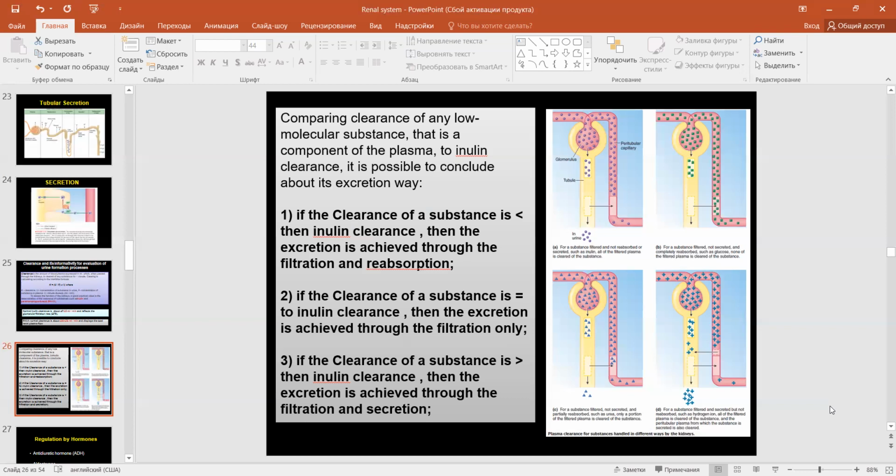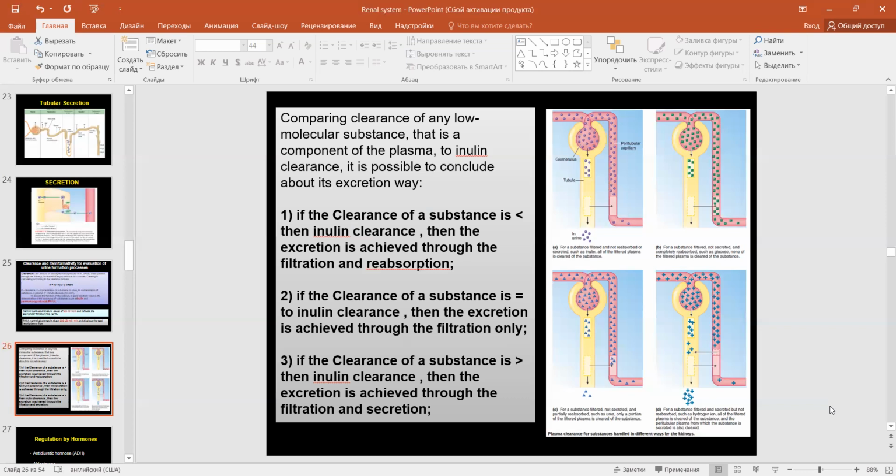Every minute, 125 milliliters of plasma will lose its hydrogen ions through filtration and failure of reabsorption, and an additional 25 milliliters of plasma will lose its hydrogen ions through secretion. The plasma clearance for a secreted substance is always greater than the glomerular filtration rate.